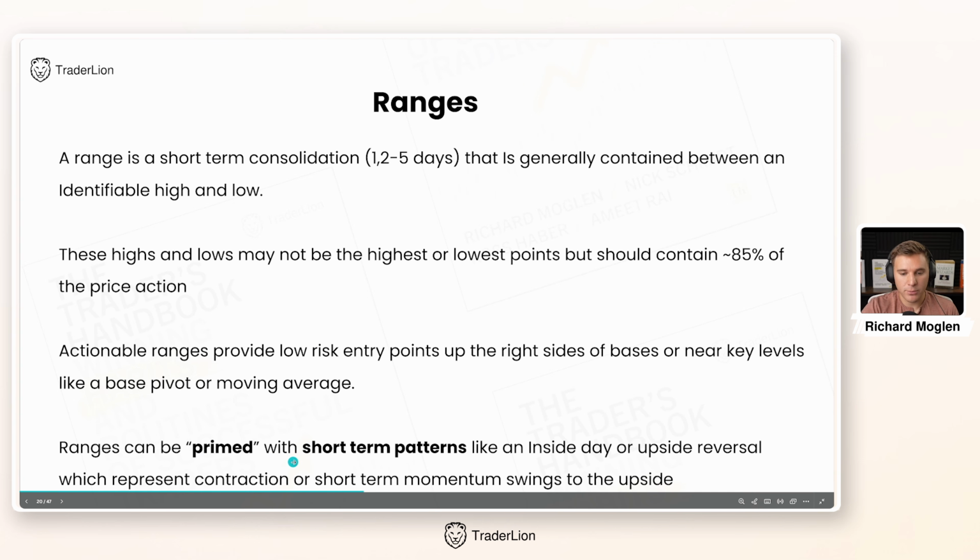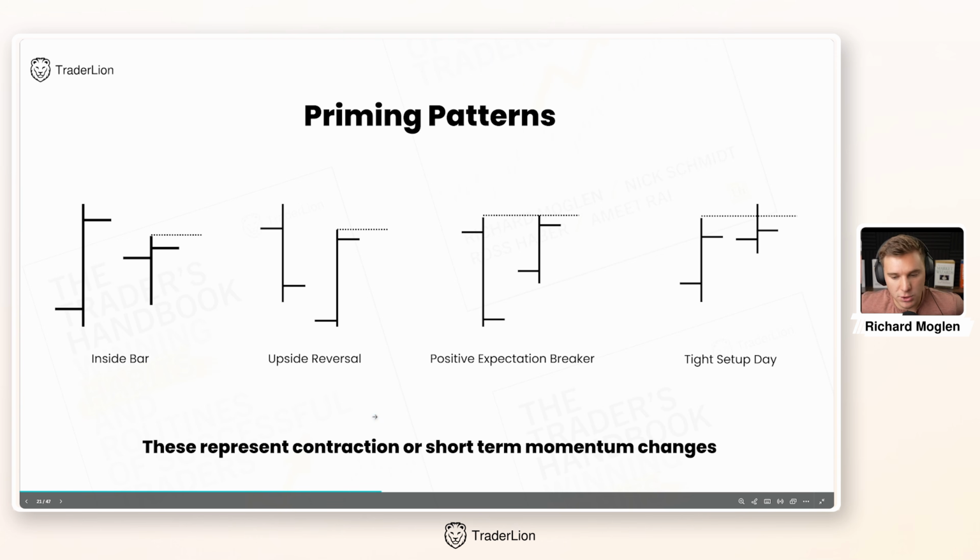Ranges can be primed with short-term patterns like an inside day or upside reversal, which represent contraction or short-term momentum swings to the upside. So this is really key. So let's dive into some of these short-term patterns.